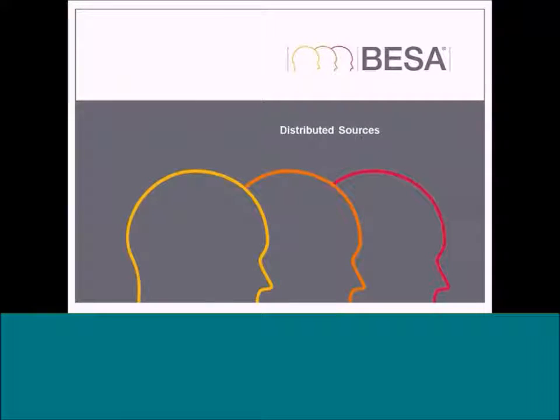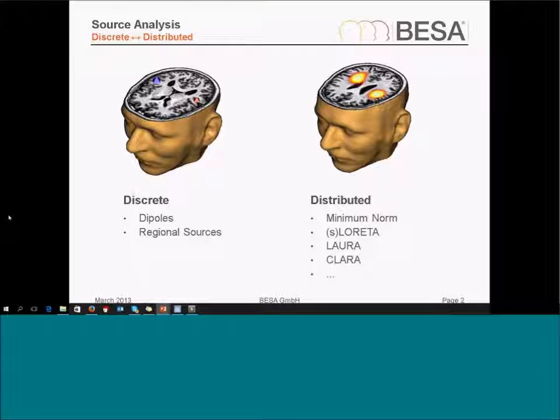So, distributed sources. This is a difference in approach from the discrete source modeling. So far we've always looked at dipoles and regional sources in the discrete modeling, and now we want to look at distributed modeling. So we want to look at minimum norm, sLORETA, LAURA, CLARA, etc.